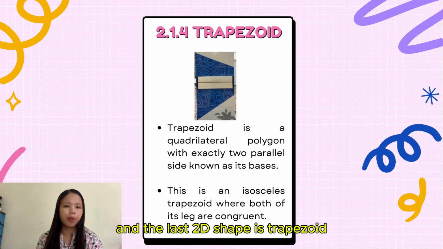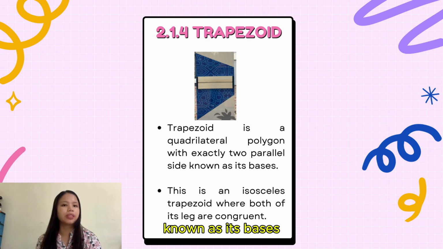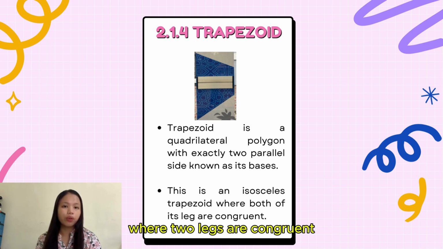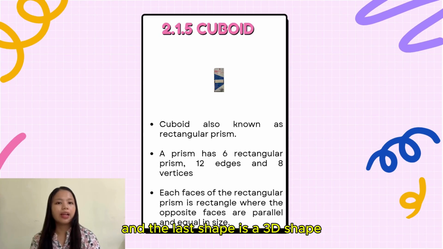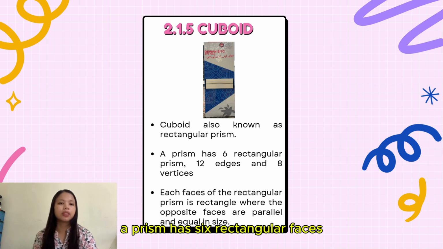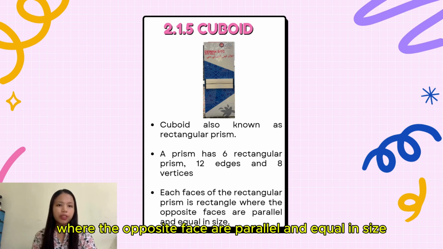And the last 2D shape is trapezoid. It is a quadrilateral with exactly 2 parallel sides known as its bases. This trapezoid is also classified as an isosceles trapezoid, where the 2 legs are congruent. And the last shape is a 3D shape, which is cuboid, also known as a rectangular prism. A prism has 6 rectangular faces, 12 edges, and 8 vertices. Each face of the rectangular prism is a rectangle, where the opposite faces are parallel and equal in size.